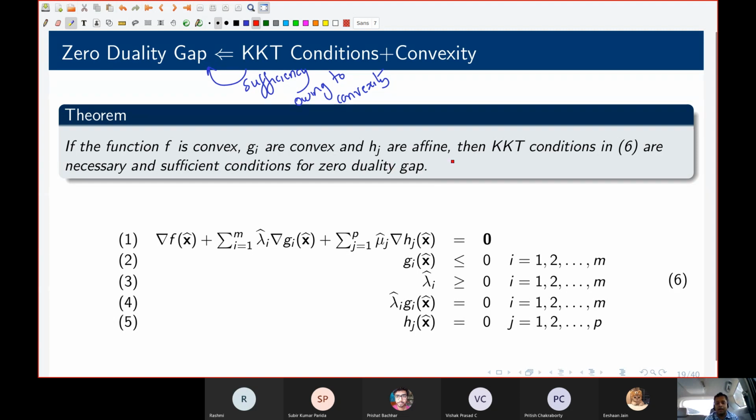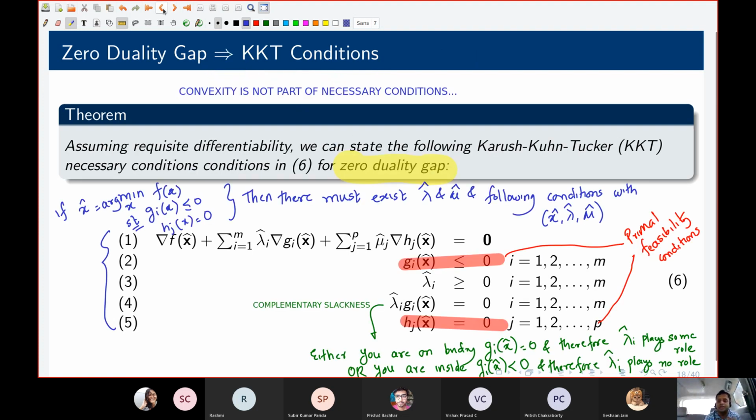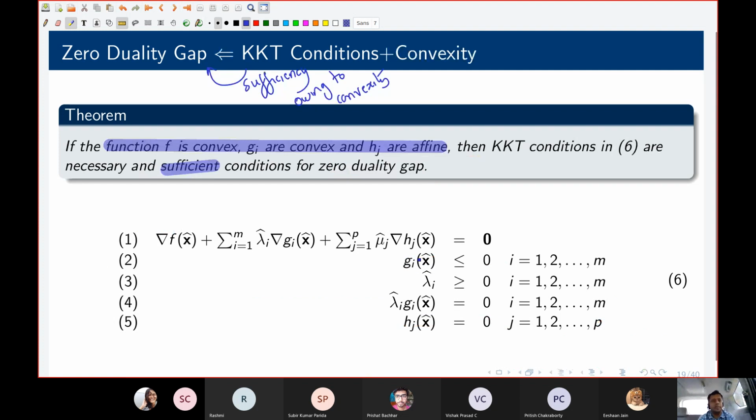So if this holds, that's basically convexity. That's exactly what I'm talking about. If convexity holds, then the KKT conditions are necessary and sufficient. Well, we've already seen that they are necessary, but with this you get them to be necessary and sufficient as well. So convexity adds a sufficiency part. The conditions are exactly the same. I've just called them equation 6 again here. No change. Both are equation 6. Any questions?